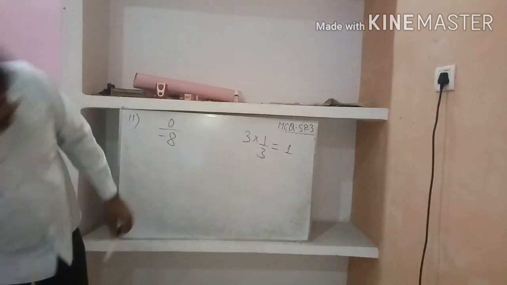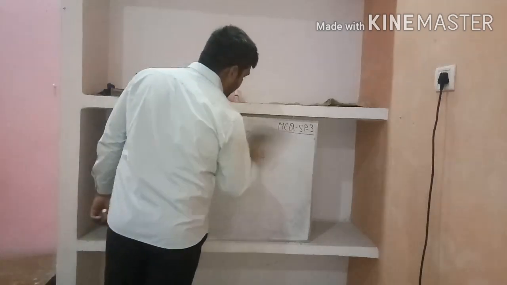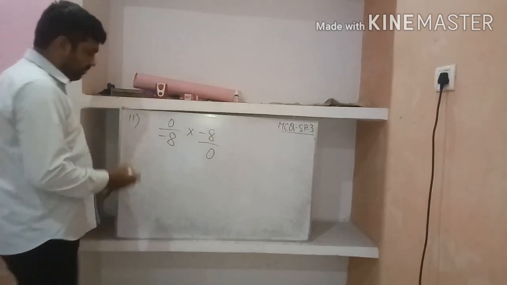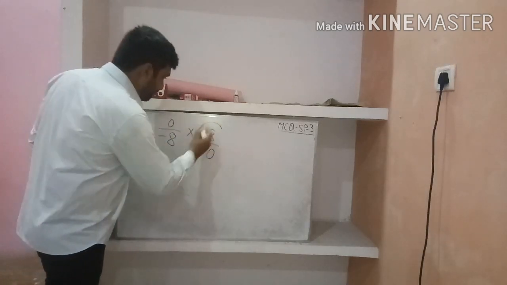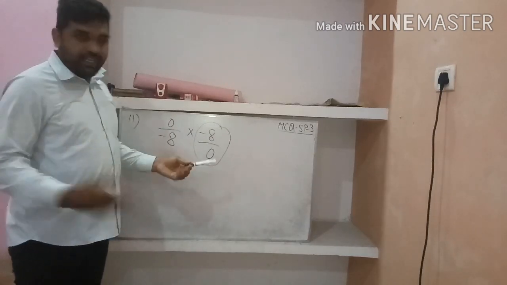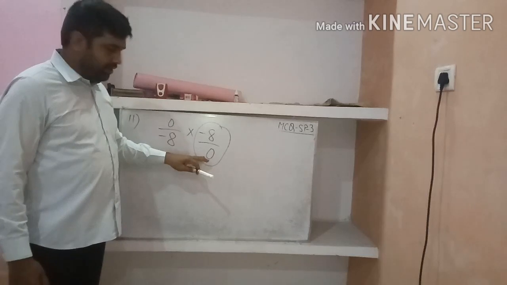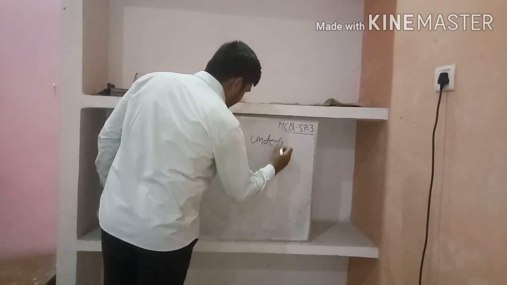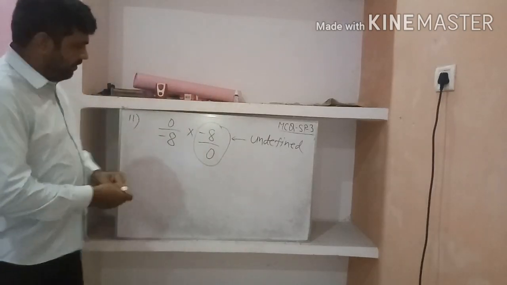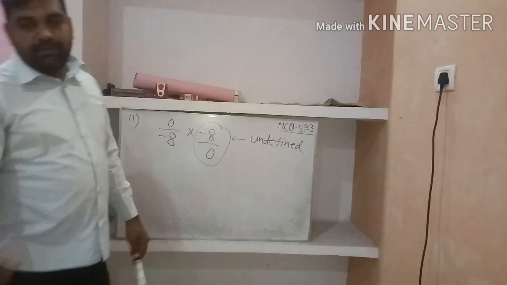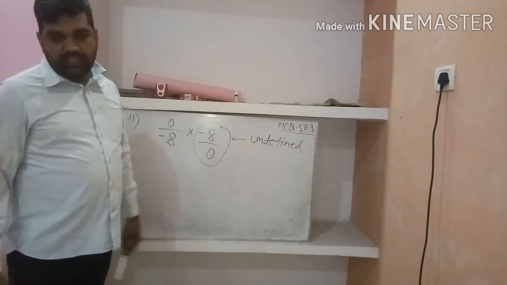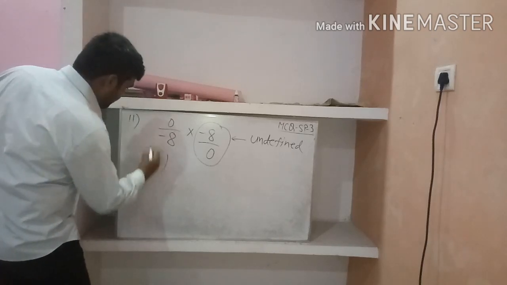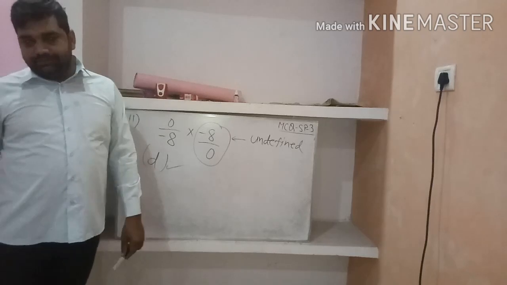So here also, the multiplicative inverse of 0 by minus 8 will be minus 8 by 0. If you divide minus 8 by 0, we cannot, because we cannot divide by 0. So division by 0 is not possible. That quantity is called undefined. The division of any number by 0 is not defined. So the multiplicative inverse of 0 by minus 8 is none of these. The 11th answer is D, none of these.